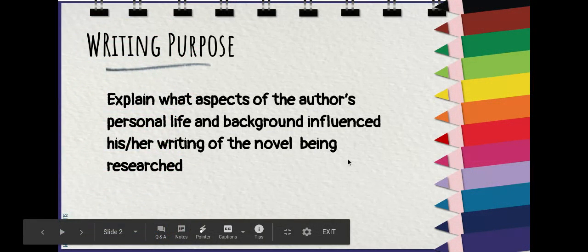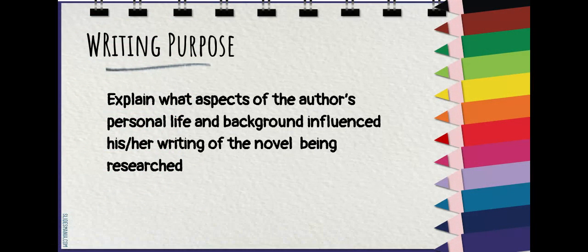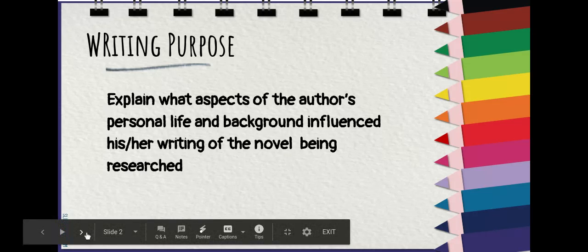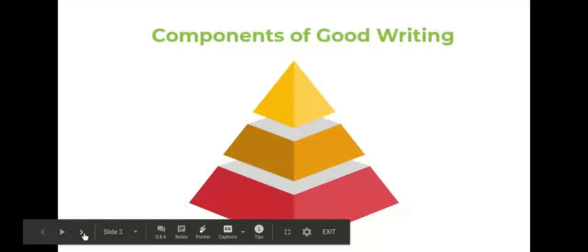So here is your writing purpose for this essay. Explain the aspects of the author's personal life and background, how they influenced his or her writing of the novel being researched. So what are some aspects of that author's life or their background that influence their writing, specifically the book that you are reading?